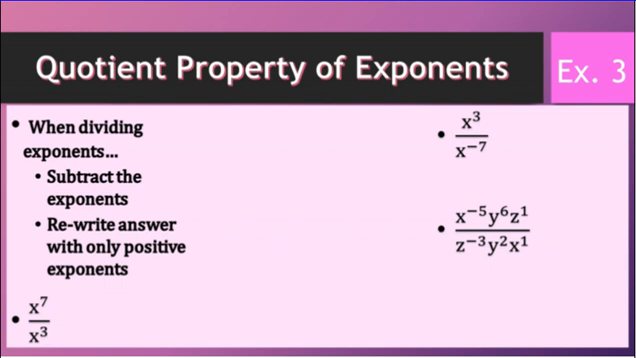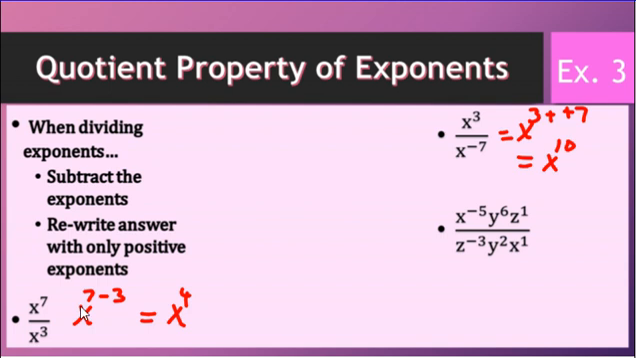So if I take this first one on the bottom here, x to the 7th divided by x to the 3rd. To solve this, I would do x to the 7th minus 3. So I subtract the exponents, and I would have x to the 4th. And that would be my answer there. Next one over here, I would have x to the 3rd, and I need to subtract x to the negative 7th. When I'm subtracting a negative, I'm really adding a positive, so our answer would be x to the 10th.